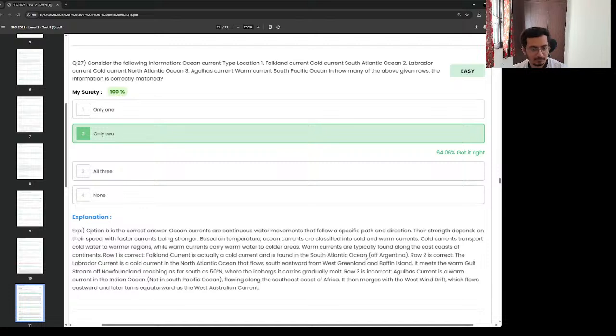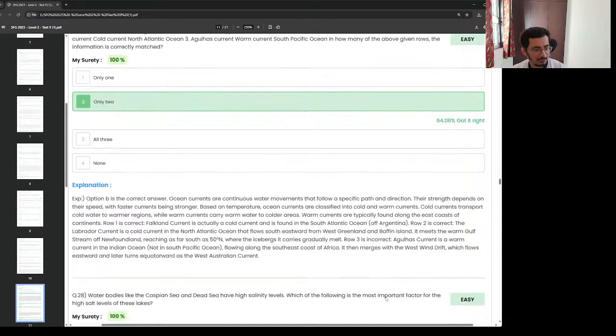South America. Argentina and England is the dispute, right? Yeah. Then the second is correct. Yeah, the Labrador current, the famous current which merges with the Gulf Stream, is the Labrador current. Then a cold current in the North Atlantic Ocean, which flows southeast from West Greenland. So something like that.